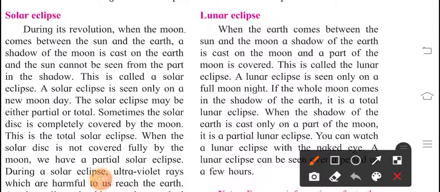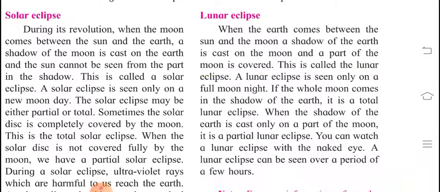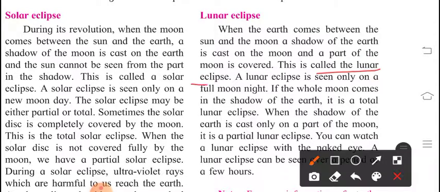Next topic is lunar eclipse. When the earth comes between the sun and the moon, a shadow of earth is cast on the moon and a part of the moon is covered. This is called lunar eclipse. A lunar eclipse is seen only on a full moon night. If the whole moon comes in the shadow of the earth, it is total lunar eclipse. When the shadow of the earth is cast on only a part of the moon, it is partial lunar eclipse.